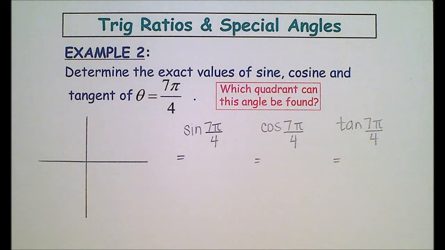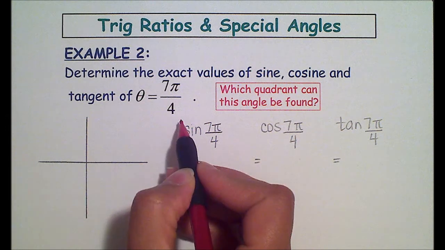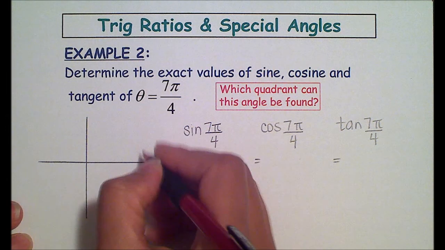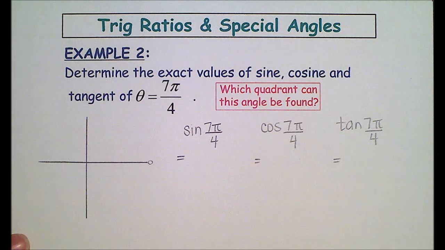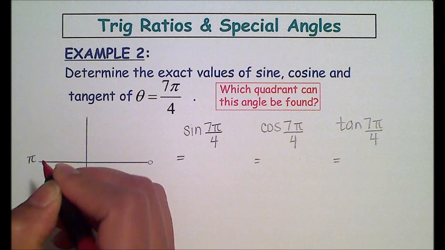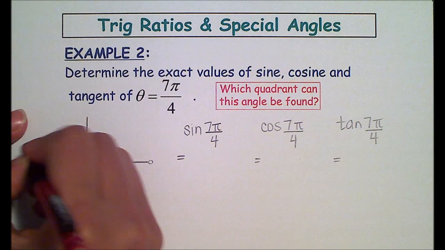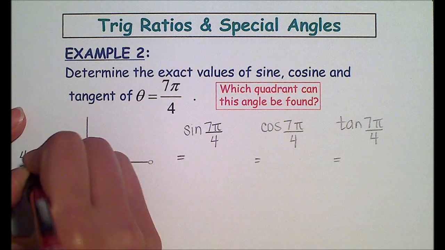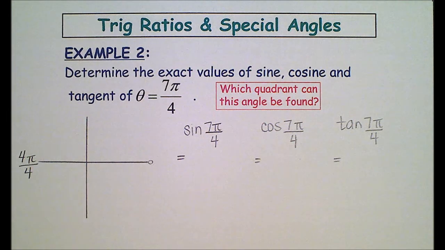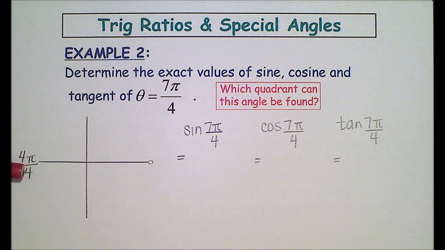So one way to figure this out is to recognize that because I'm looking at a fraction of 4, I'm starting at 0 here, and over here I know I have pi. If I wanted to figure out what quadrant this would be in, I know that this would be 4 pi over 4, so this would reduce down to pi. So that's one way to figure it out. Because I know I'm looking at a fraction of 4, I can use 4 pi over 4 to help me figure out whereabouts this angle might be.